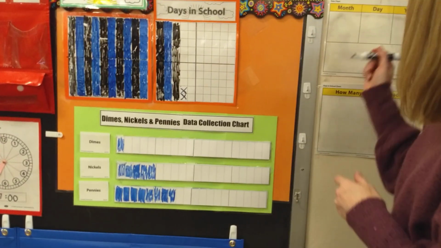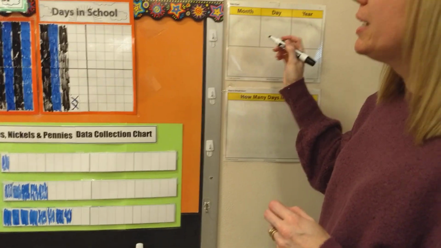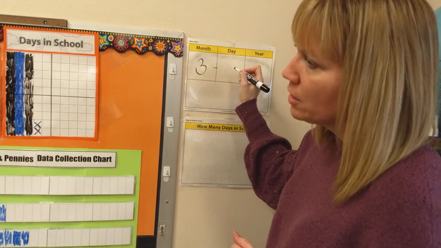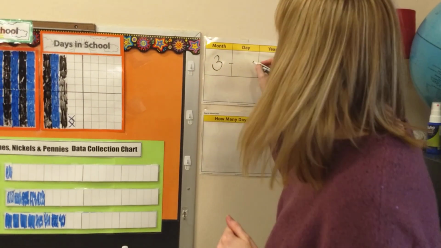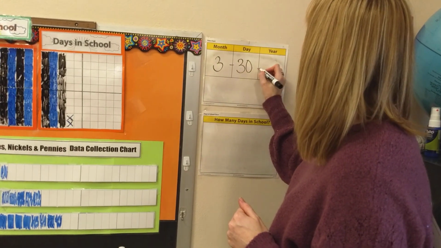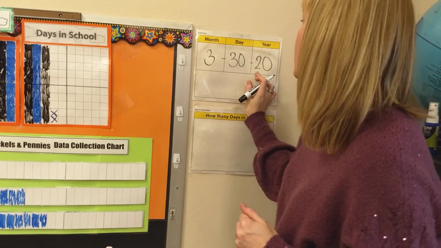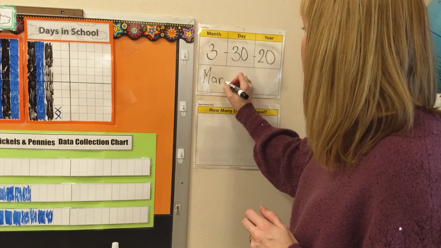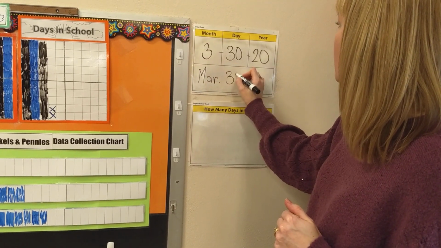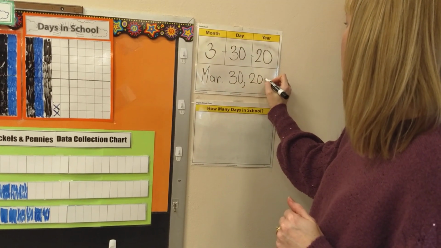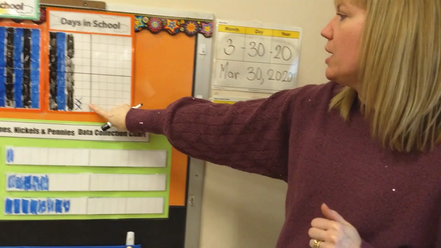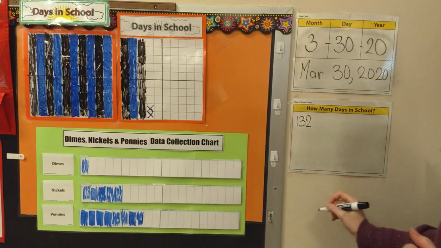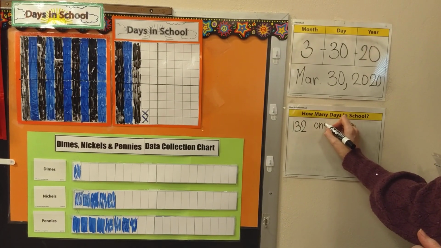132. So going back to our day, month, year chart, we know it is the 3rd month because it is March. We have the 30th day in school today of the year 2020, so I can shortcut that with just the 20. I can write out the abbreviation for March, MAR period 30, comma 2020. We said we are up to 132 days in school. I can write that out in words.